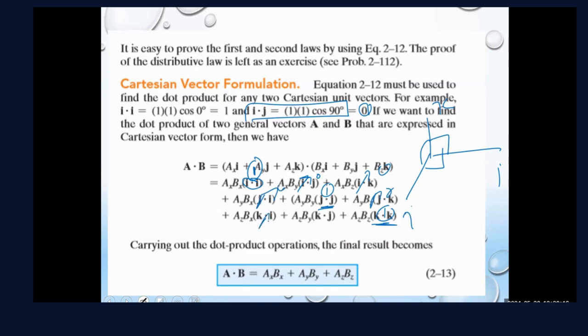Six of the terms will become 0. Only ax bx will stay, ay by will stay, and this will stay. Right? So a dot b is equal to this term. Remember this thing. And this is a scalar term. This will end up with only a numerical value, right? Because we don't see anything else besides this. There is no unit vector in this.